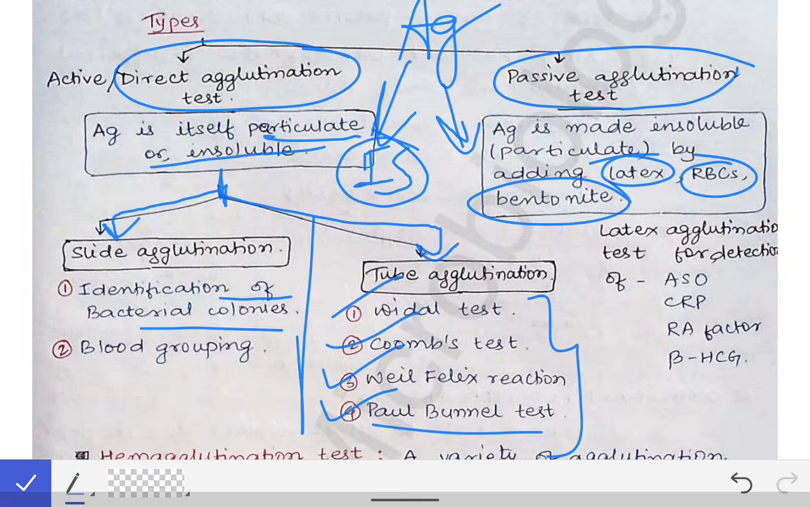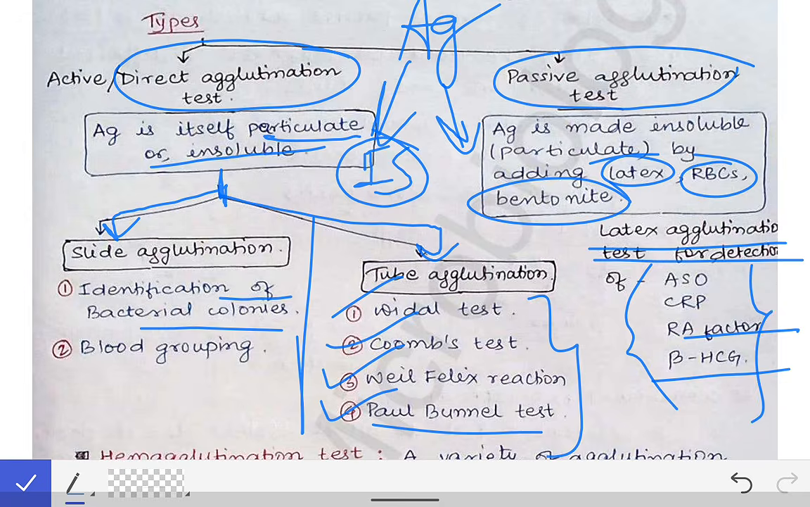One of which is the latex agglutination test, where latex is used to make the antigen insoluble. Some examples of such latex agglutination tests are the anti-streptolysin O antibody detection, then CRP estimation, the RF factor estimation, and the beta HCG estimation. So in these examples, the latex agglutination test is used. These examples are very important from the exam point of view.